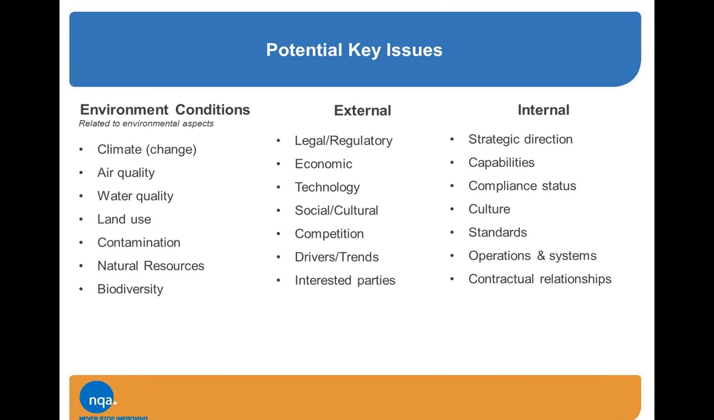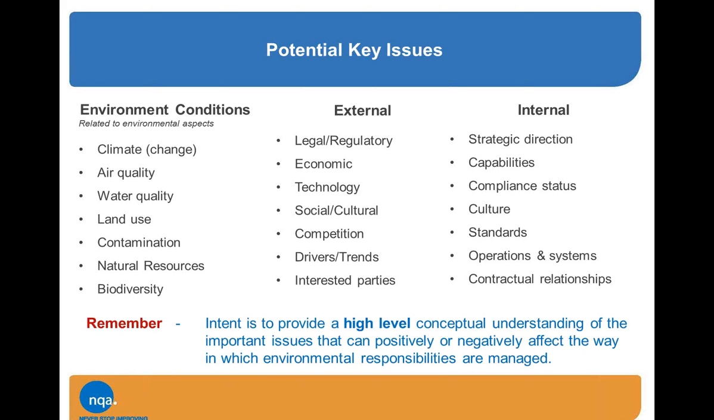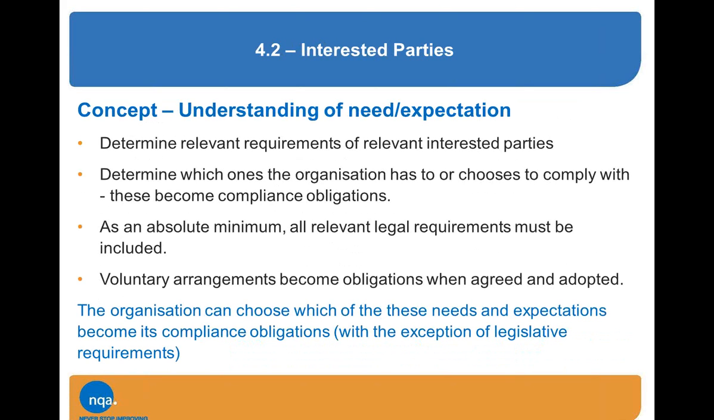So in other words, we need to consider if, for instance, we're in an area that's prone to flooding, is that going to affect us? If so, how is it going to affect us? What's the risk? What do we have to take into account? So these are the different areas that we have to consider when we are now looking at the potential key issues. Just as a reminder, the intent is to provide a high-level conceptual understanding. So this is something that we expect to see not necessarily carried out, but understood at board level as to what are the main issues that we have to consider within our environmental system.